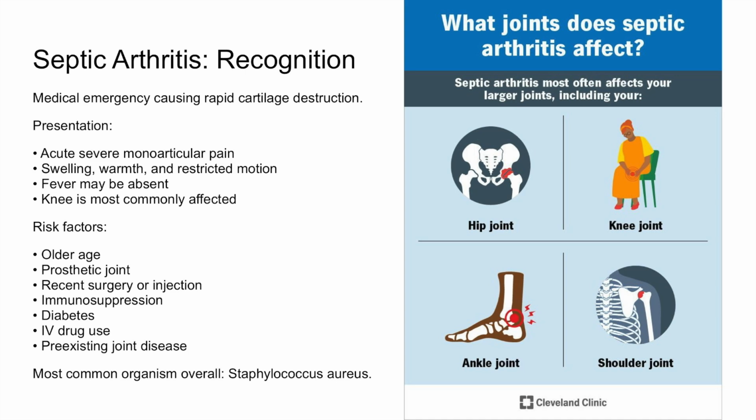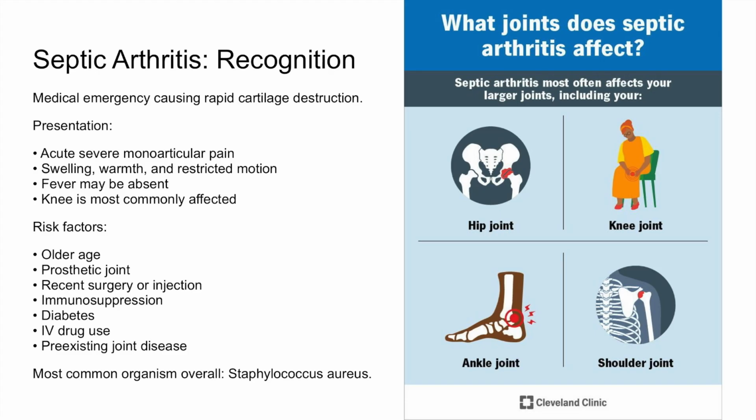So septic arthritis is a medical emergency because infection can rapidly destroy articular cartilage. Suspect it in a patient with an acutely painful, warm, swollen joint and severely restricted movement. It is usually monoarticular, with the knee being the most frequently affected joint, and fever may be absent.